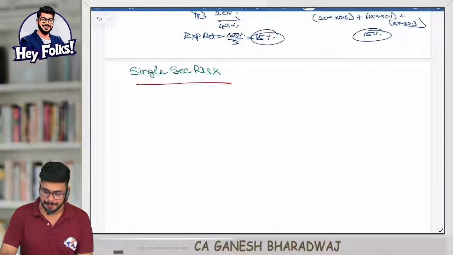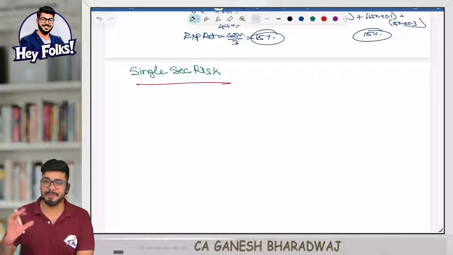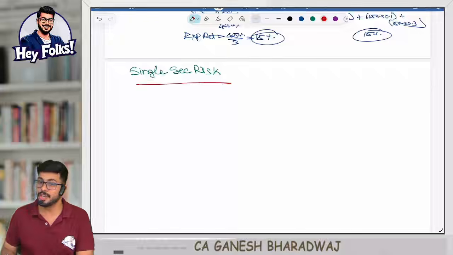Now, what do you mean by risk? I just told you: the chances of your expectation not getting fulfilled. That is called risk. Now, I will give you an example of two different shares, and you guys tell me, based on your observation, which share is riskier. Can we do this? Yes.